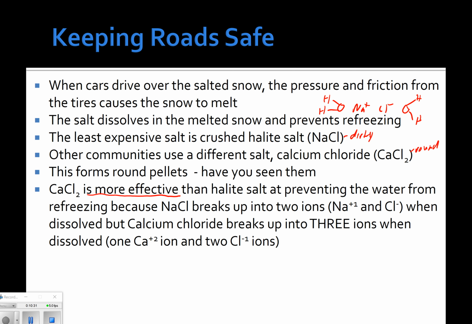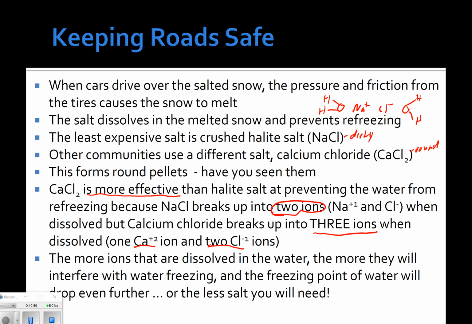Why? Well, sodium chloride is only going to break up into two ions, one sodium and one chloride ion. The calcium chloride breaks up into three ions, one calcium and two chloride ions. More ions that are dissociated is going to affect the freezing point and also the boiling point more. So the more ions that we can get in there to interact with the water molecules and interfere with them freezing, the lower the freezing point of the water will go.